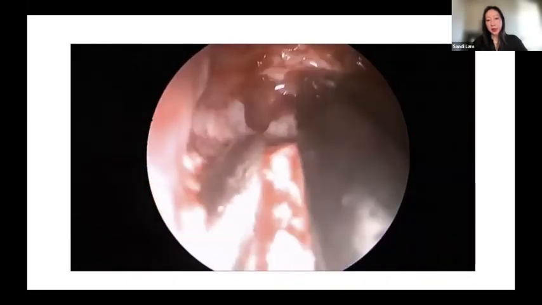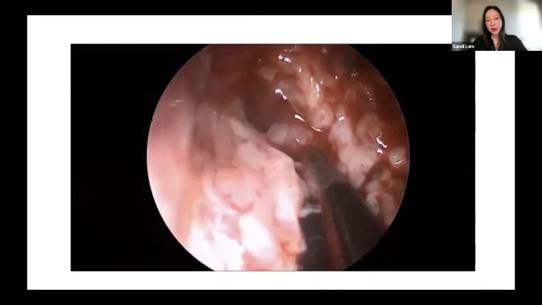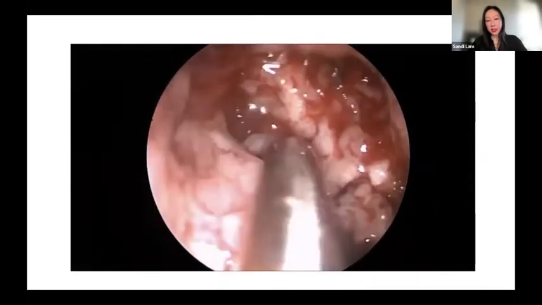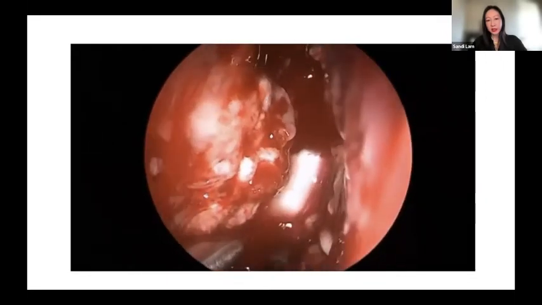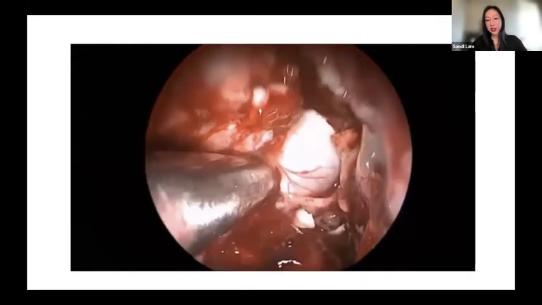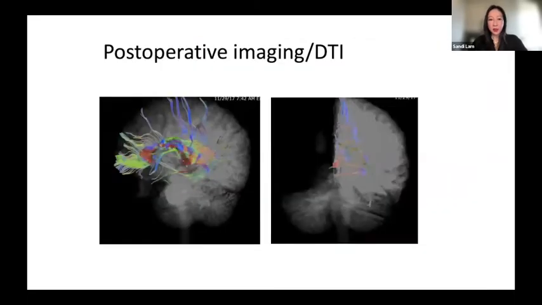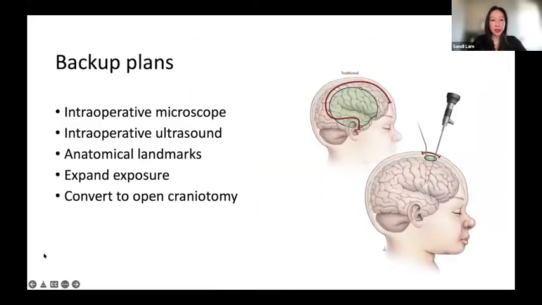And then from there, I'm able to do all of my disconnections, including the mesial temporal disconnection, that's the hippocampus. So you can see I actually have very good visualization and being able to work from that interhemispheric approach. So postoperative DTI as well, but also having backup plans, right? Just because I can use an endoscope doesn't mean it's a good idea sometimes, right? So making sure that you always have the microscope on backup.